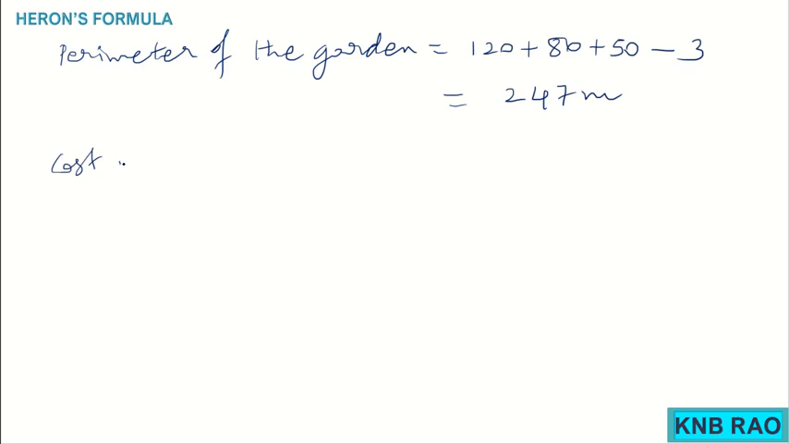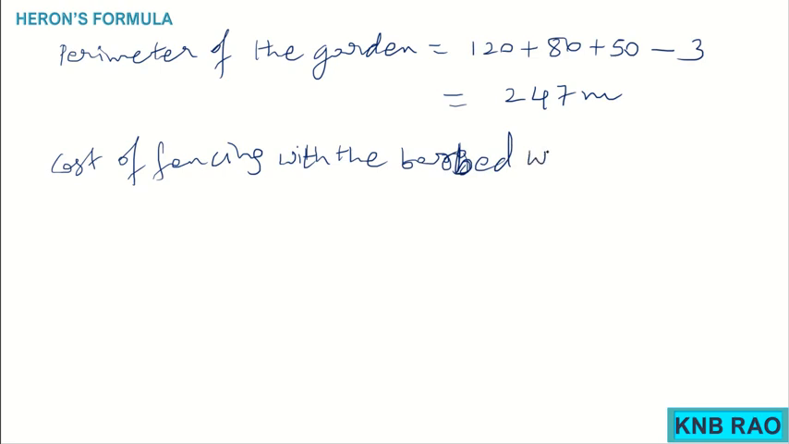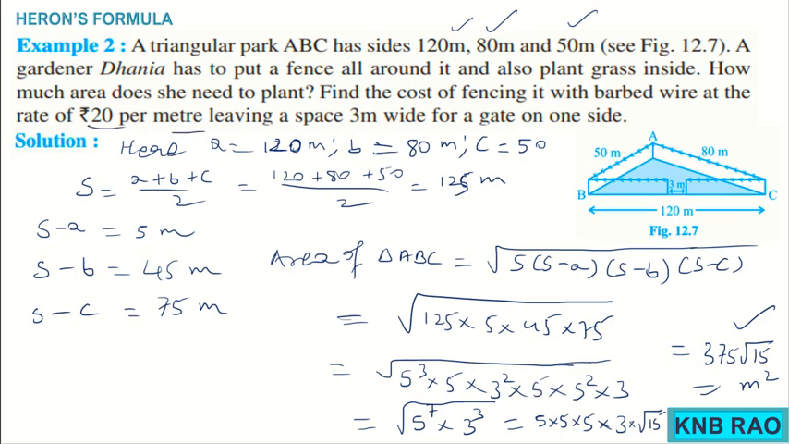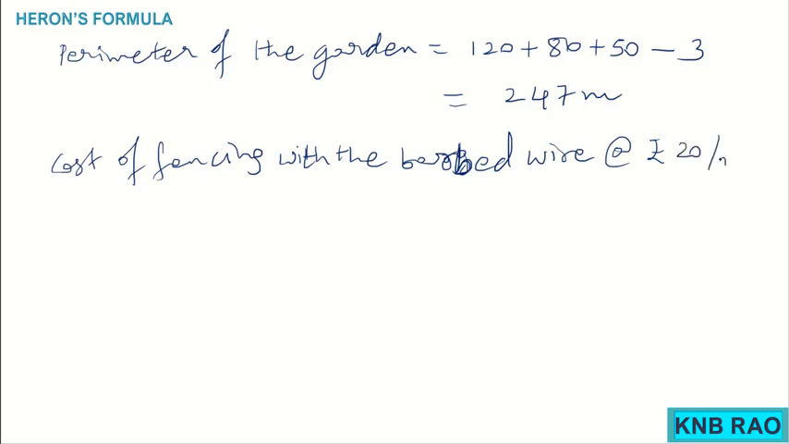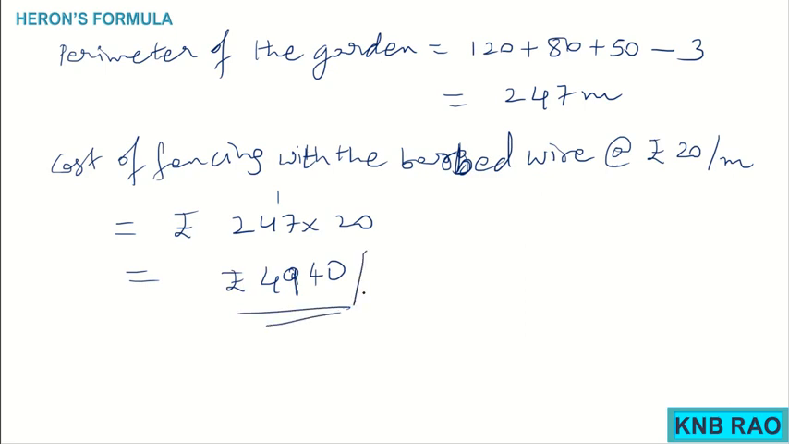Now, the cost of fencing with the barbed wire at rupees 20 per meter is rupees 247 into 20, where 7 2s are 14, 4 2s are 8 plus 1 is 9, 2 2s are 4, so 4,940 rupees will be the cost of fencing. So, this is how we solve this question.